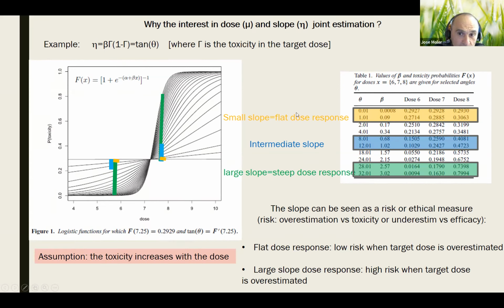So when we have very flat slopes, any bias in the estimation doesn't have important consequences, because if we overestimate, maybe we apply more toxicity, but we don't pass our target very much. But if we have very large slopes, as in the green case, any overestimation of the target dose will be very risky for the patient, because he can have a really dangerous level of toxicity. So the slope can be seen as a measure of the risk, an ethical measure about the importance of the right estimation of the target dose.